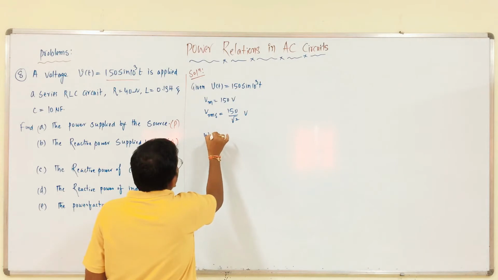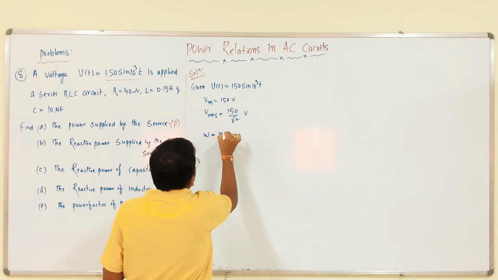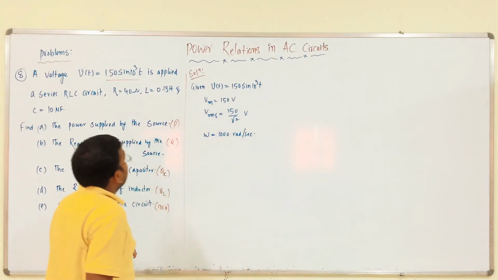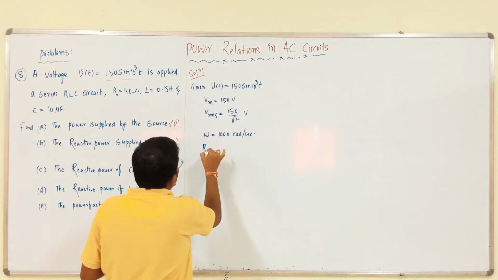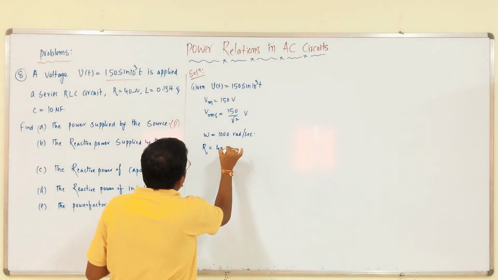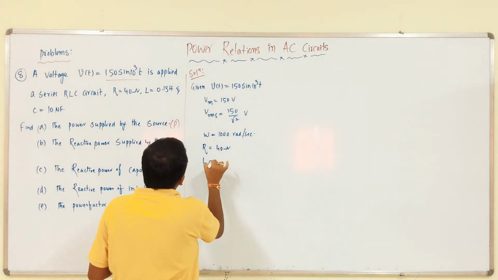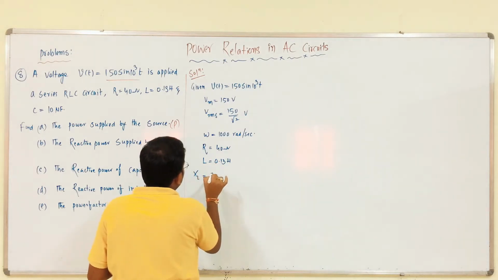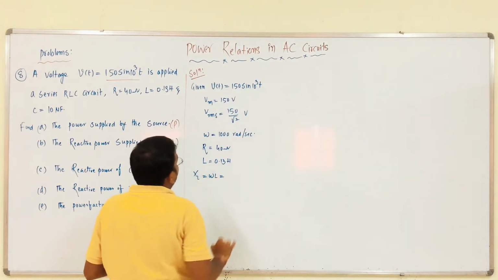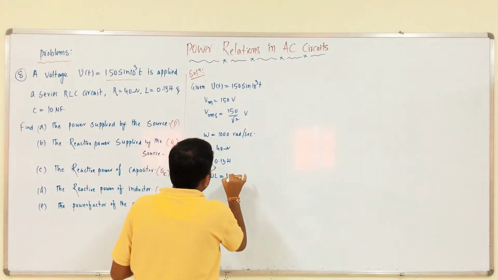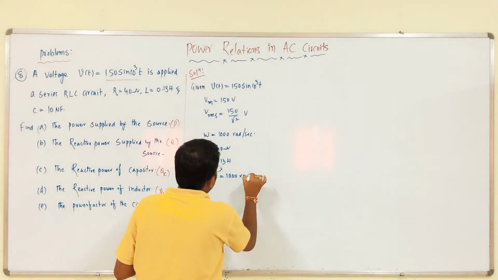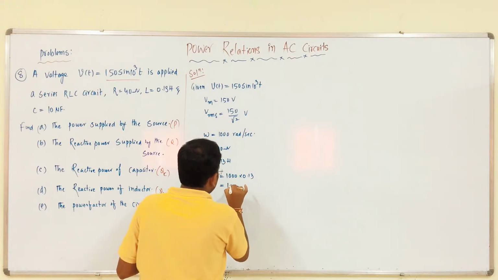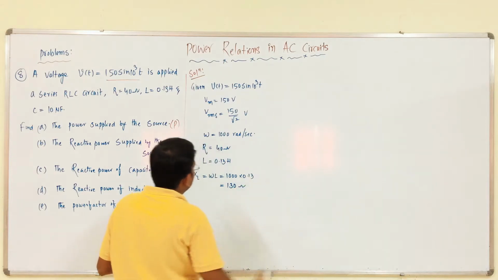And given omega is 10 cube, 1000 radians per second. R is 40 ohms, L is 0.13 Henry. Therefore, XL we have to calculate, that is omega L. What is the value of 1000 into 0.13? It equals 130 ohms.